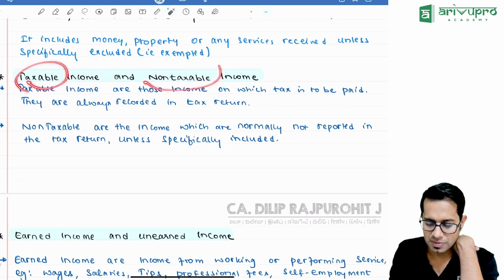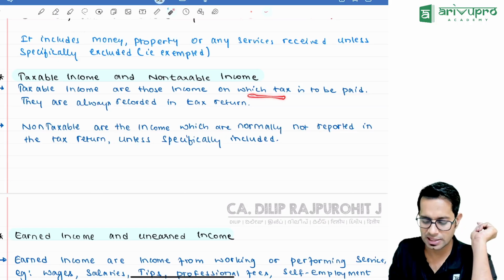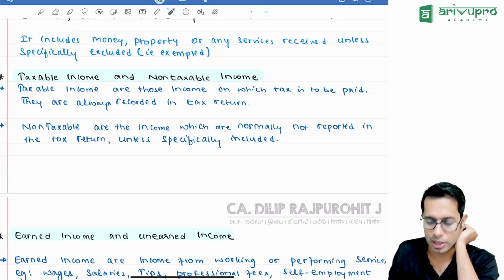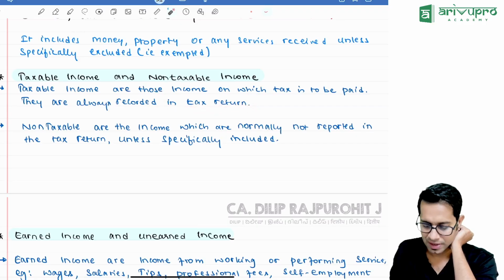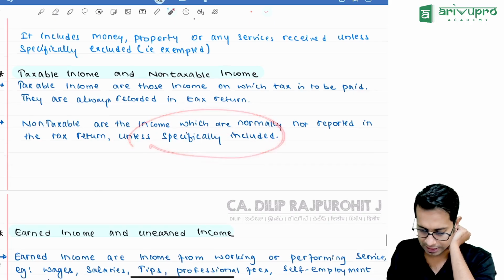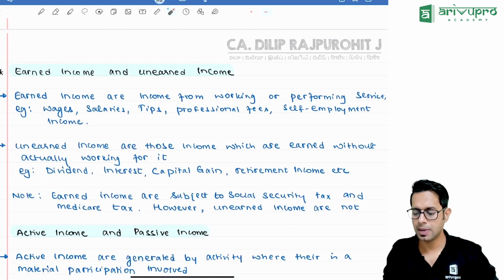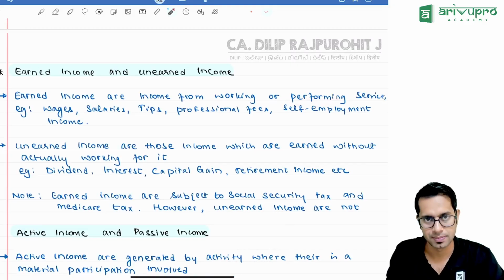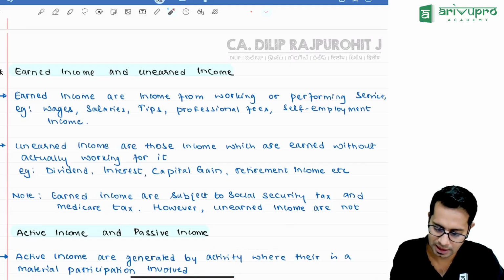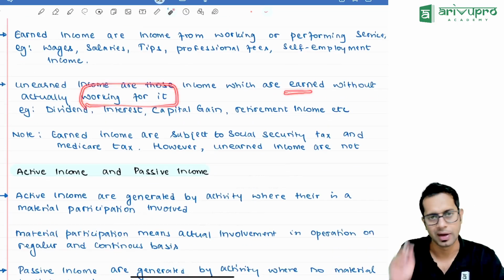Then we saw the difference between taxable income and non-taxable income. Taxable incomes are those incomes on which you have to pay the taxes. They are recognized or included or recorded in your tax return. Whereas non-taxable incomes are specifically not included. They are normally excluded unless specifically they are included. Earned income, unearned income. Earned income means that income which you are earning by performing some physical work. You're performing some activity and then earning that income. Unearned income means the income which is earned by you without performing any work.